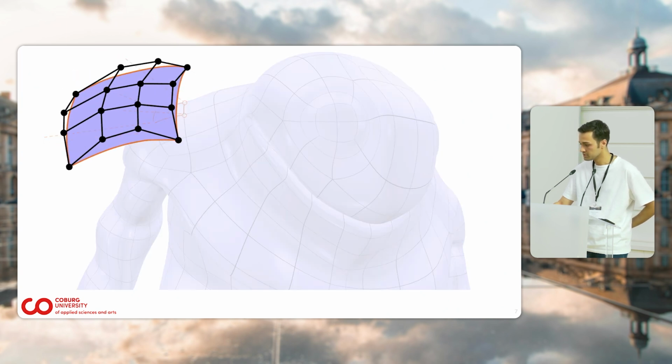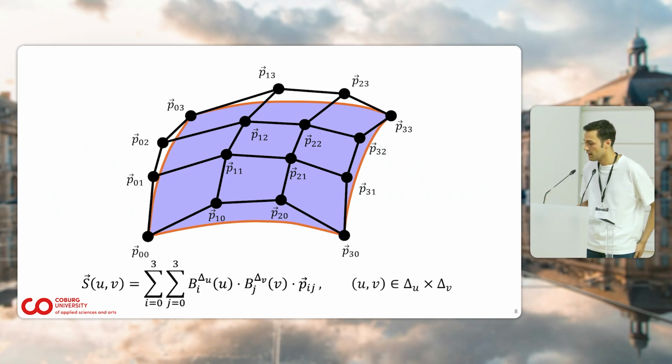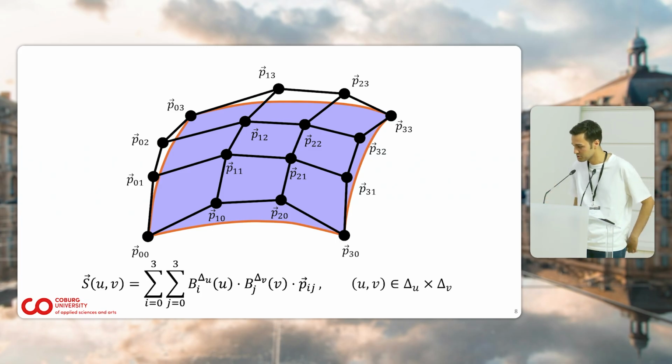If we zoom in, we see that we have 16 control points that form our smooth surface and its convex hull. Probably you know this formula, you saw it in your lectures. That's a way to evaluate a point on the surface. It's quite simple, but it's not that straightforward to render such a surface in comparison to a triangular mesh.